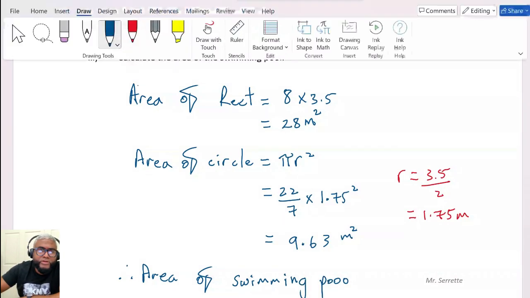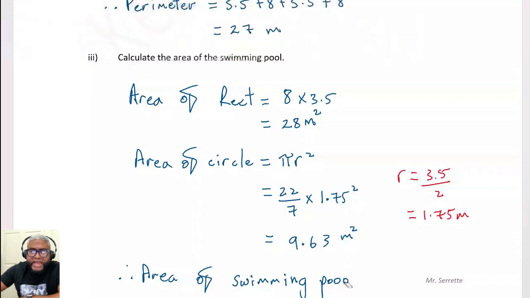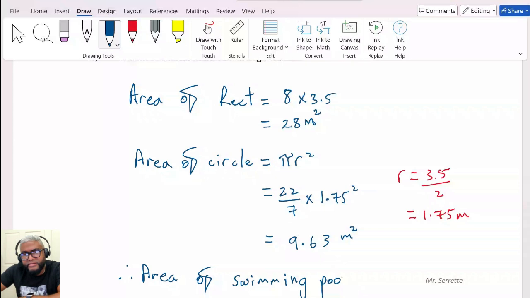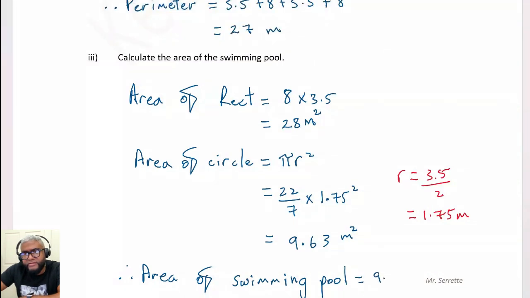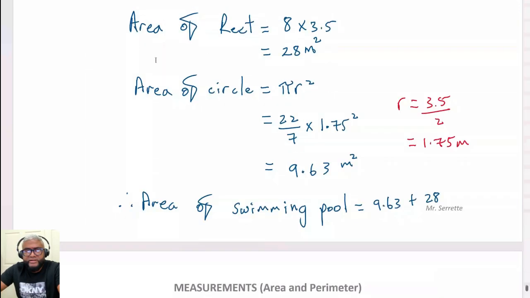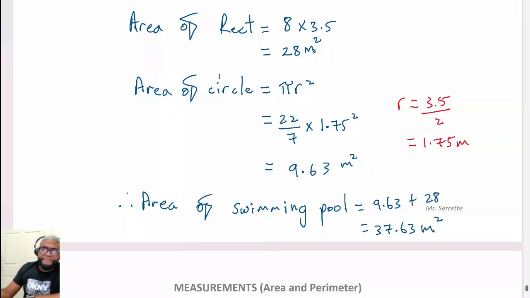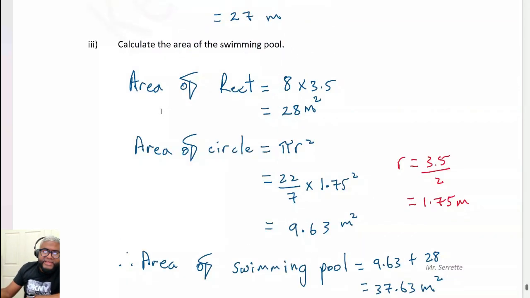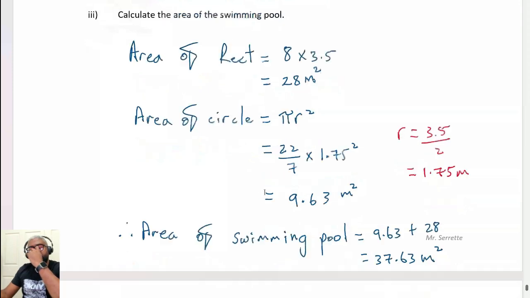So area of swimming pool would be the 9.63 plus the 28. And what do we get in there? 37.63. That's correct. All right, very good. So this will be equal to 37.63 meters squared. All right? So that is the area of my swimming pool.